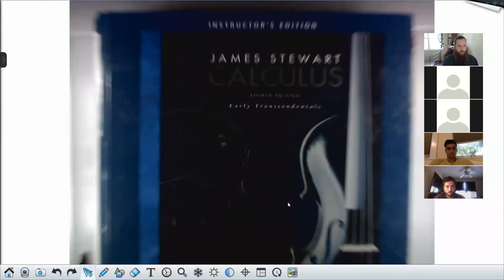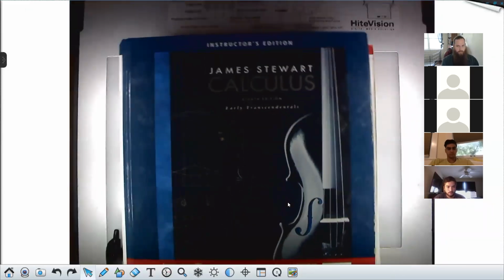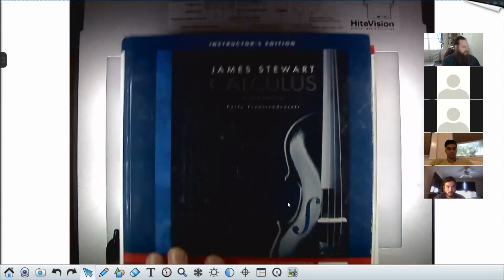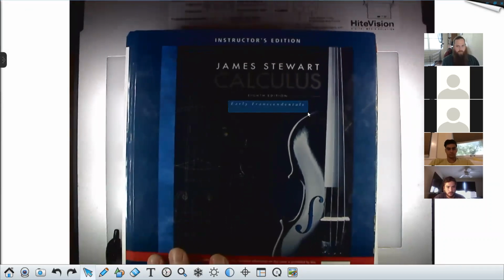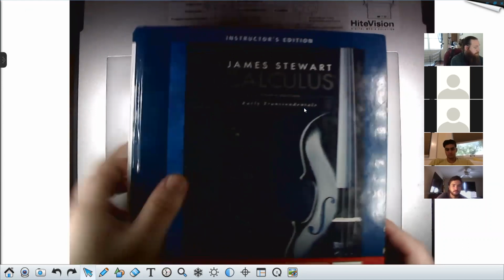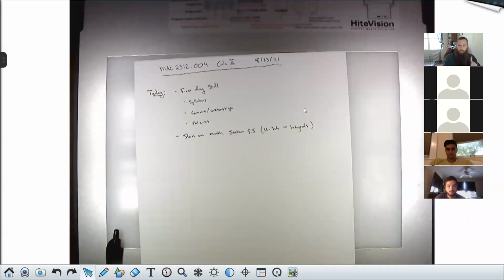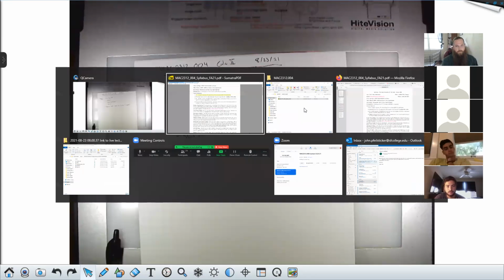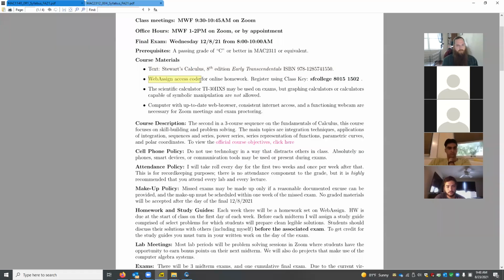Here's what that looks like. This is my old beat up copy of Stewart. Make sure that you have the early Transcendentals version, not the late Transcendentals version, if you're going to buy a copy. But you don't need to buy a copy. The only thing you do need to buy for this class is the WebAssign access code. And you need to get that stat.